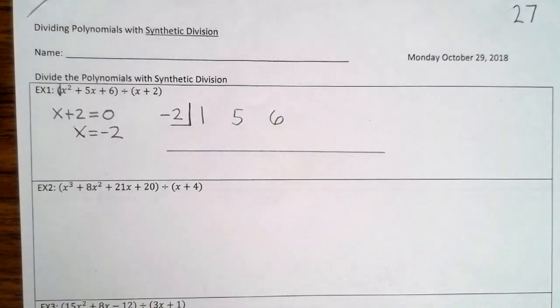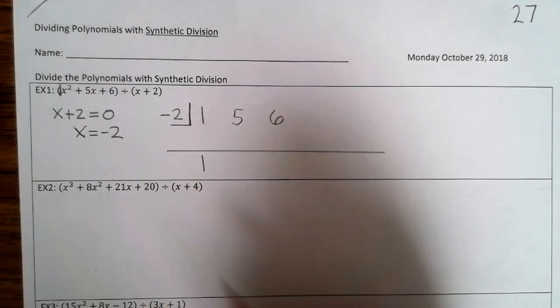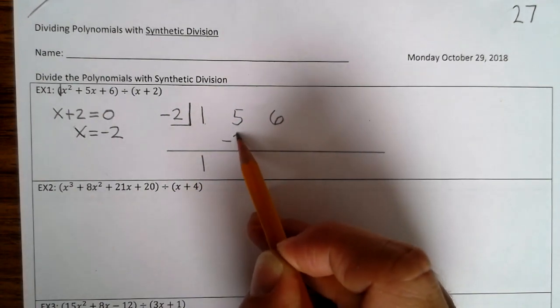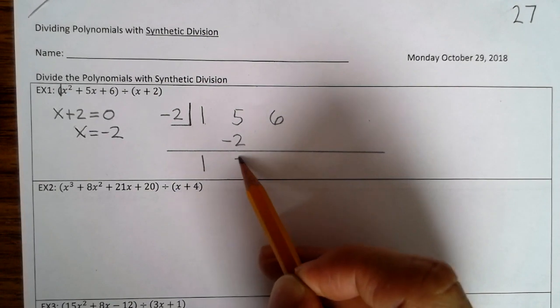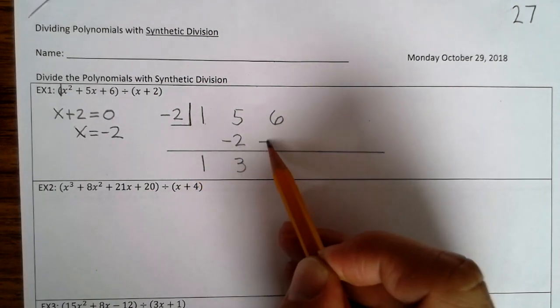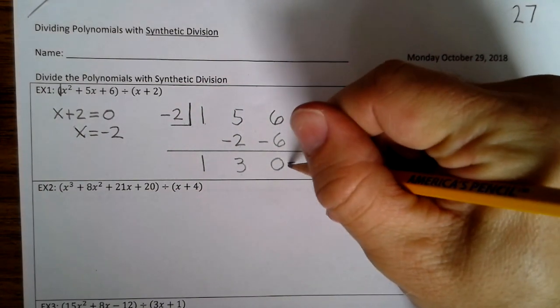Okay. So we bring down the first number, which is 1, and now we multiply. So negative 2 times 1 is negative 2. 5 minus 2 is 3. Now we multiply. Negative 2 times 3 is negative 6. 6 minus 6 is 0. So your remainder is 0.